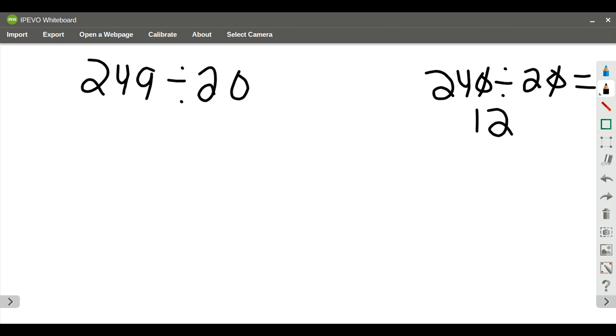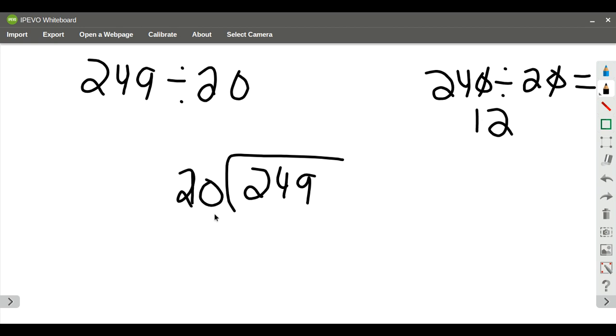So I'm going to go ahead and start. I'm going to put 249 inside the box, and 20 outside the box. What I'm going to do is look at how many times 20 can go into 24. When I look at this, 20 is able to go into 24 one time. So I'm going to multiply 20 times 1.